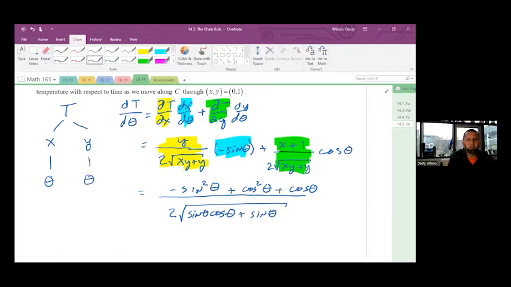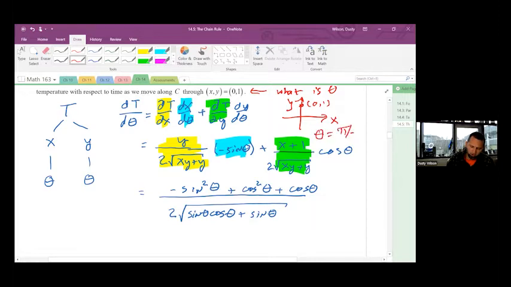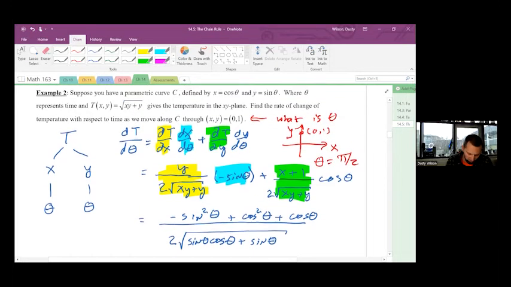We could probably simplify this, but I'm not sure if we need to simplify it. So let's not worry about the simplification quite yet. Let's see if we can figure out what our theta is here. What is theta? So that point (0, 1) would be up here. So I'm going to guess, and we can verify, that it looks like our theta equals pi over 2. Let's just double check that that worked.